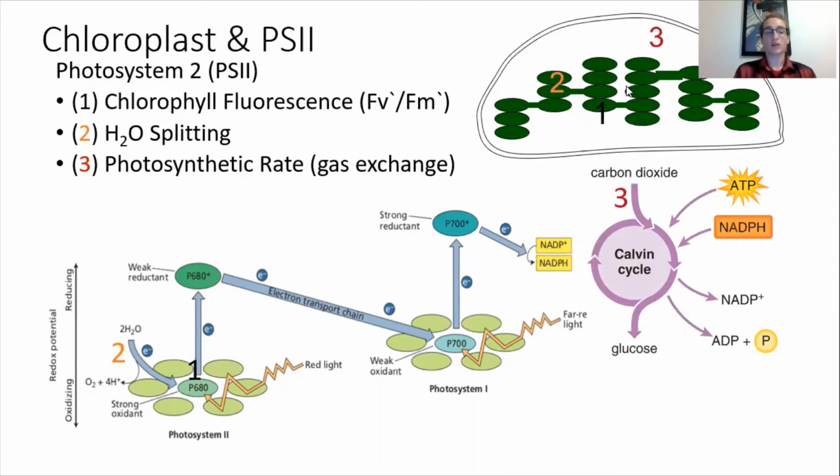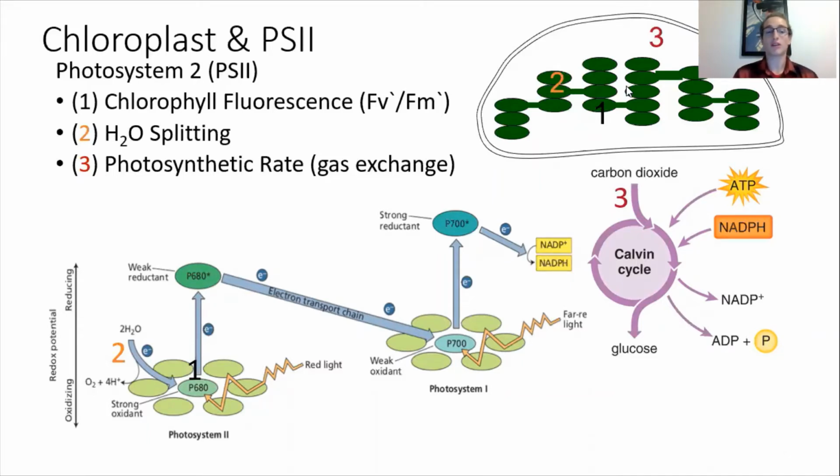Second, the thylakoid lumen is where water splitting occurs. This is to resupply the electrons for photosynthesis. Third, the stroma, where the Calvin cycle occurs. CO2 is fixed and converted to sugars.